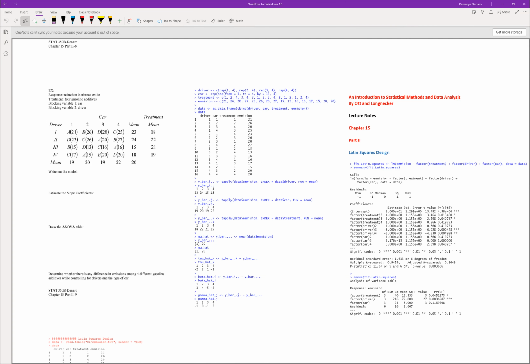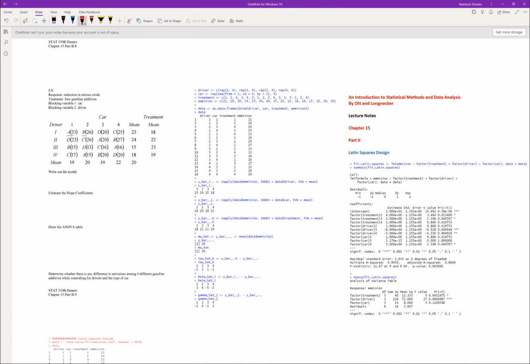In this case, we notice that for each of the 4 drivers, each treatment shows up 1 time: A, B, C, D, A, B, C, D, A, B, C, D, and A, B, C, D. And if we look at the columns, it's the same thing: A, B, C, D in each column.